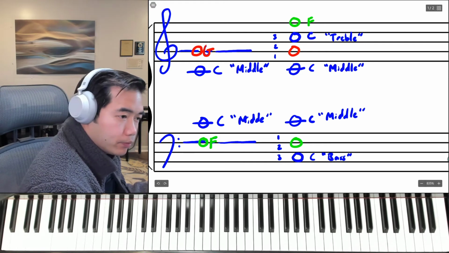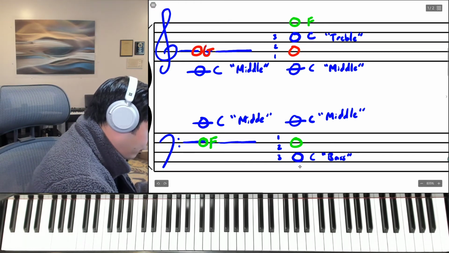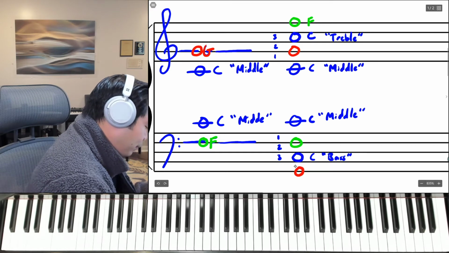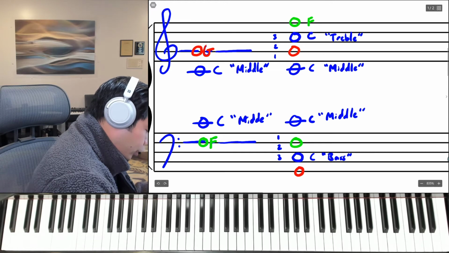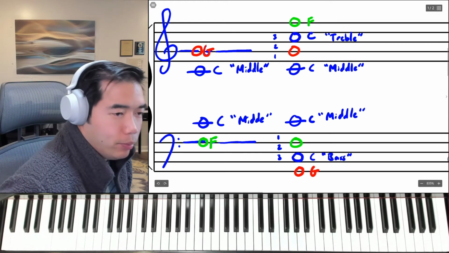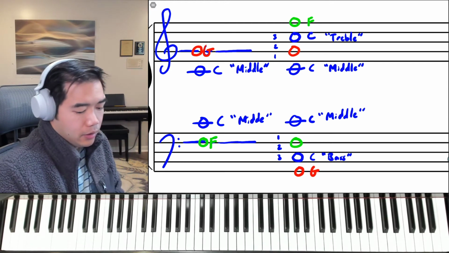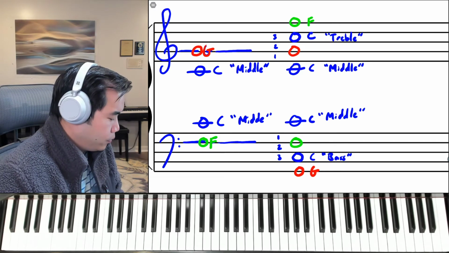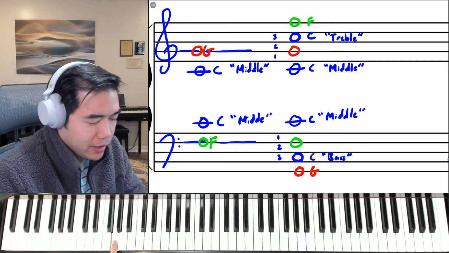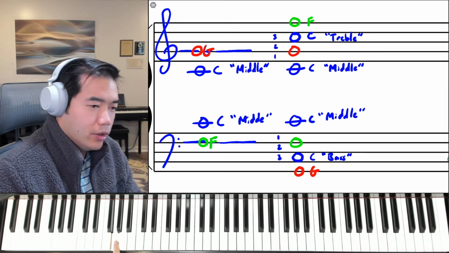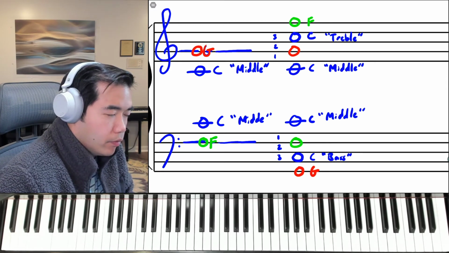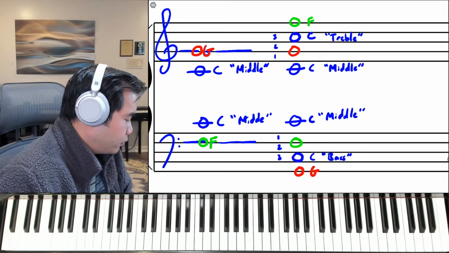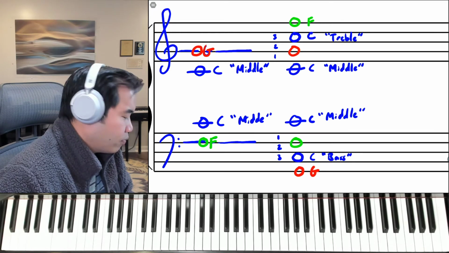Take a look here. If we go to the very bottom line of the bass clef, again, notice the symmetry. This is the note G, the G below bass C. The G below bass C. Find that on the keyboard. Very good. Okay.